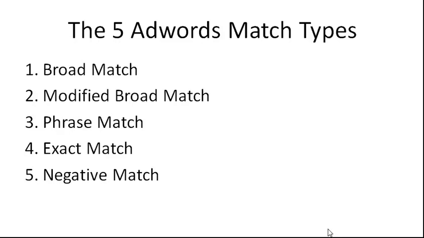In this video we're going to be looking at Google AdWords keyword match types. As you can see on the screen there are 5 listed here. They are broad match, modified broad match, sometimes known as broad match modifier, phrase match, exact match and negative match.